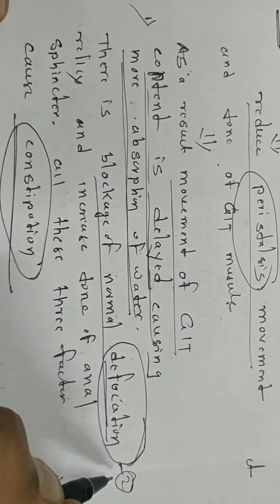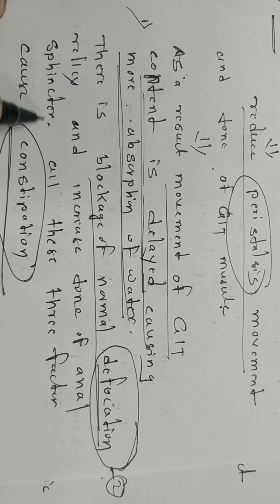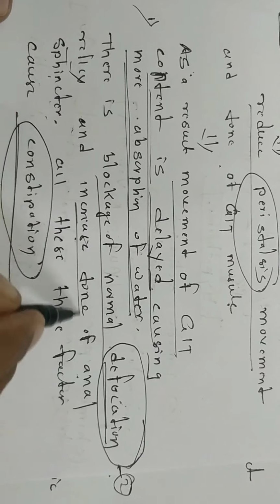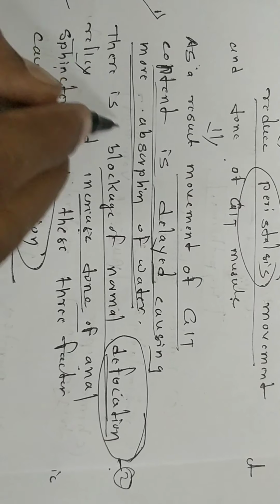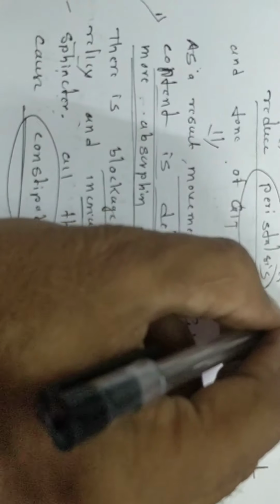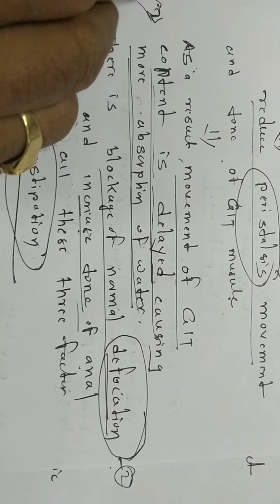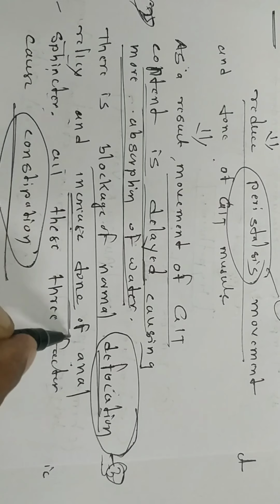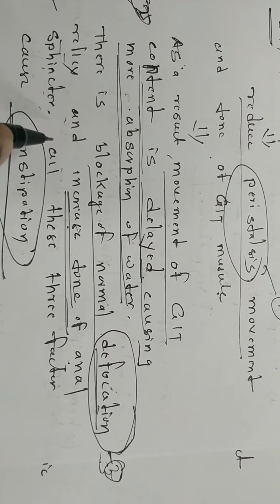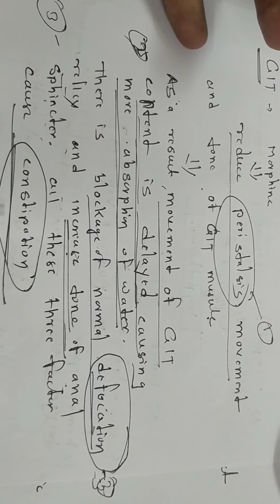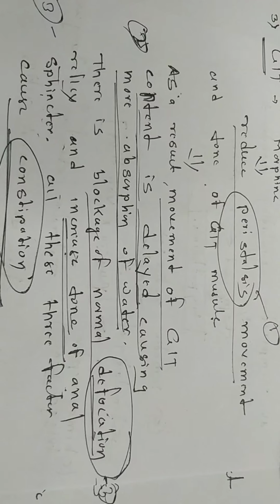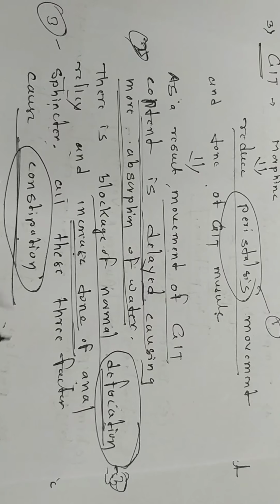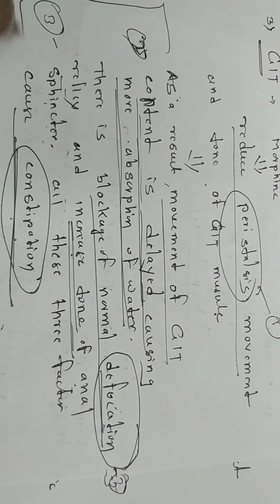The second factor is defecation, and the third factor is that the reflexes of the intestine and the anal sphincter are increased. So the first factor is peristalsis movement, the second is delayed absorption, the third is defecation. These three factors, plus the increased tone of the anal sphincter and the blocked reflex, cause constipation. This is a major adverse effect. Always ask the reason why morphine causes constipation. Explain these two. Okay, complete.